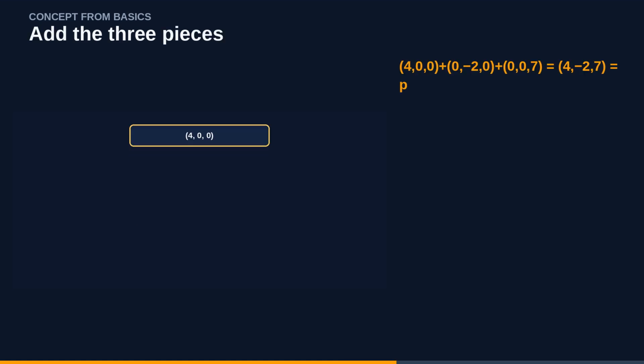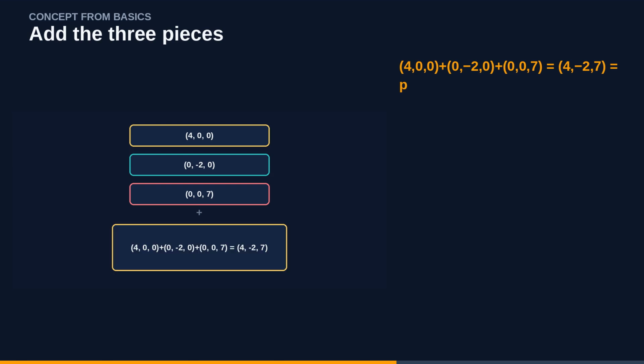Add the three pieces. (4, 0, 0) plus (0, -2, 0) plus (0, 0, 7). Matching slots. 4 plus 0 is 4. 0 plus minus 2 plus 0 is minus 2. 0 plus 0 plus 7 is 7. The sum is (4, -2, 7). Exactly the destination ticket P.